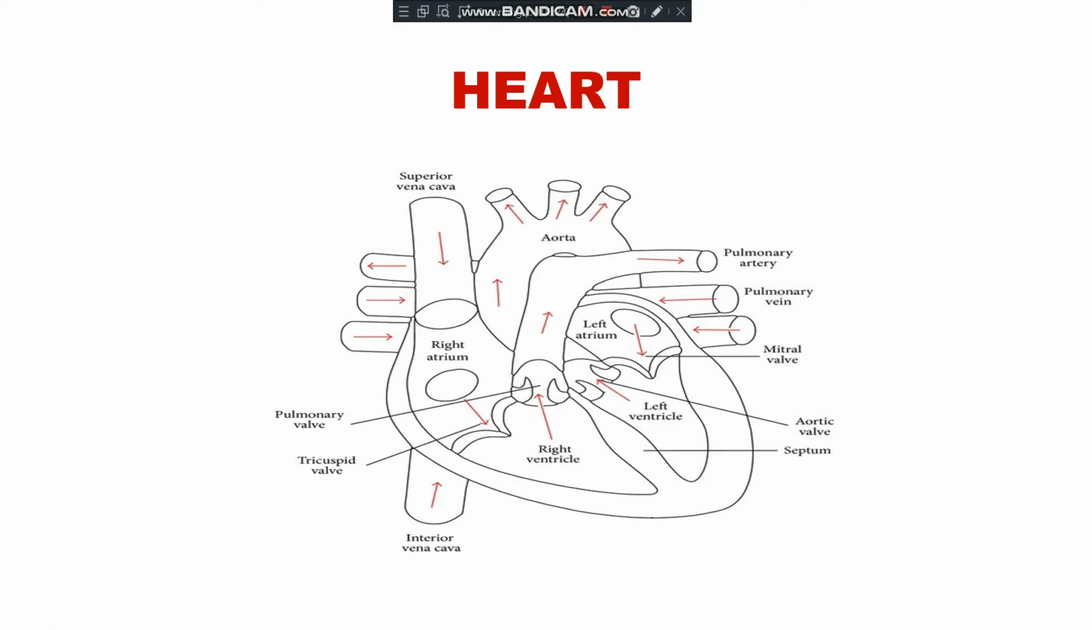Means in one cycle, the blood is coming to the heart twice. So this type of circulation is known as double circulation. Clear? In one single cycle, the blood comes to the heart twice. It is called double circulation.